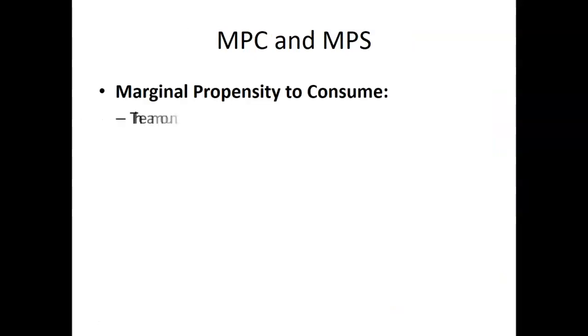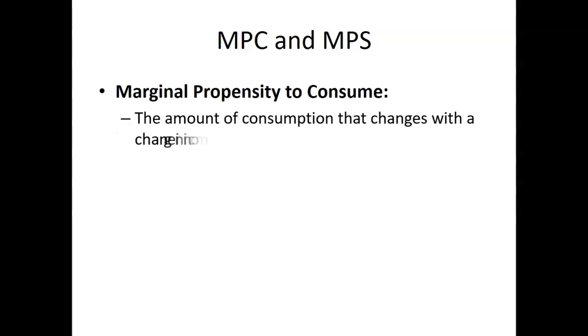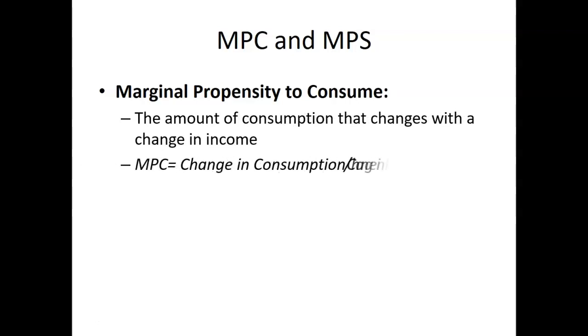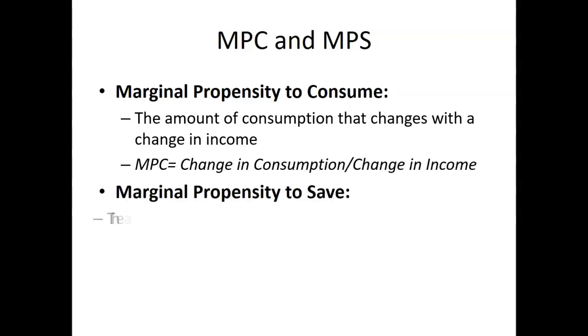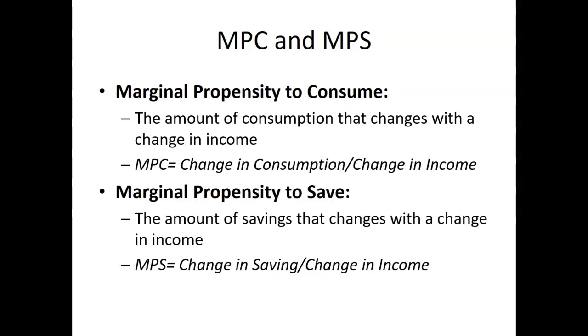Another way of talking about this is MPC and MPS, which is marginal propensity to consume and marginal propensity to save. What are these things? The amount of consumption that changes with a change in income. MPC is change in consumption over change in income. Marginal propensity to save is the amount of savings that changes when you have a change in income.